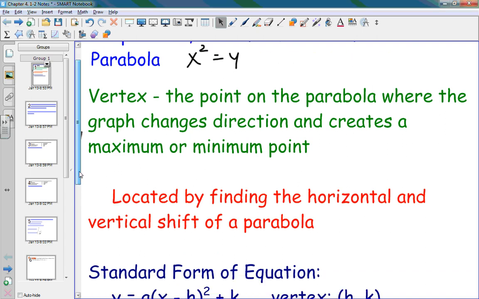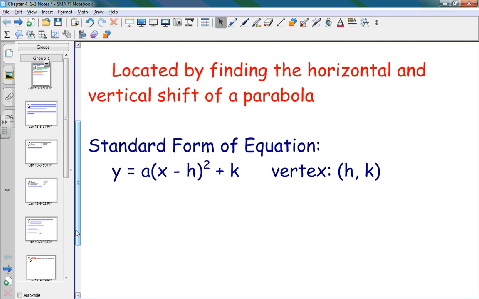How do we locate a vertex? Well, that's by doing our horizontal and vertical shifts, up, down, left, right. If I'm going up and down, that's on the y-axis. If I'm going left and right, it's on the x-axis and it's inside the parentheses. In the standard form of the equation, a is always still going to be your stretch. h and k is where you're going to get your vertex from. Do we understand that? Those three values are the values that we're talking about today.